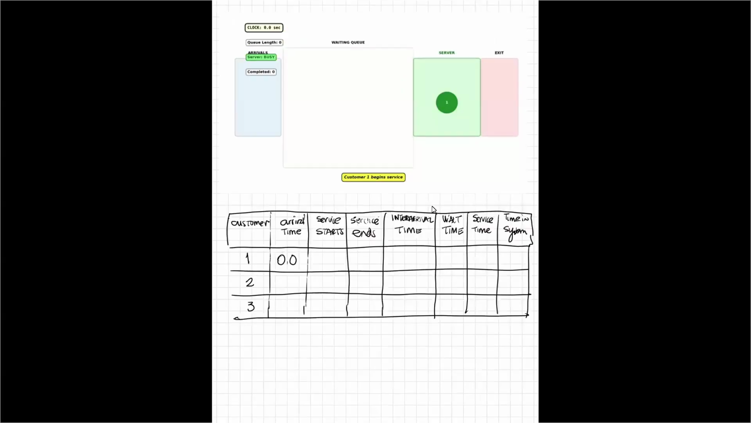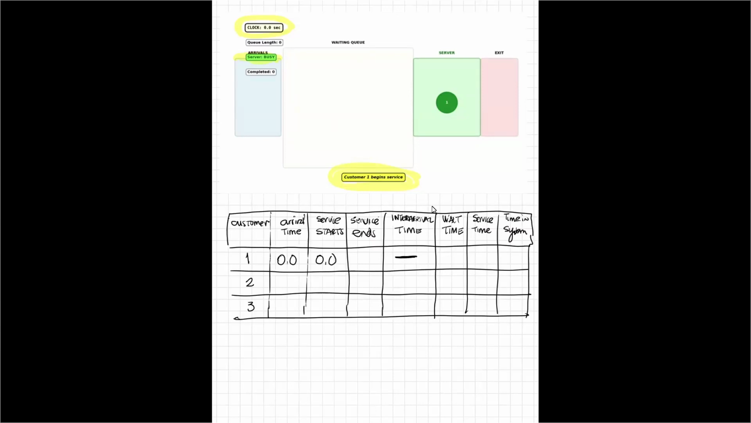The arrival time was zero, and it's saying here that when the clock is 0, customer 1 begins service, and the server is now busy. Okay, so customer 1 starts service at time 0. Please notice that we don't know what time customer 1's service finishes. So customer 1 does not have an inter-arrival time, by the way.